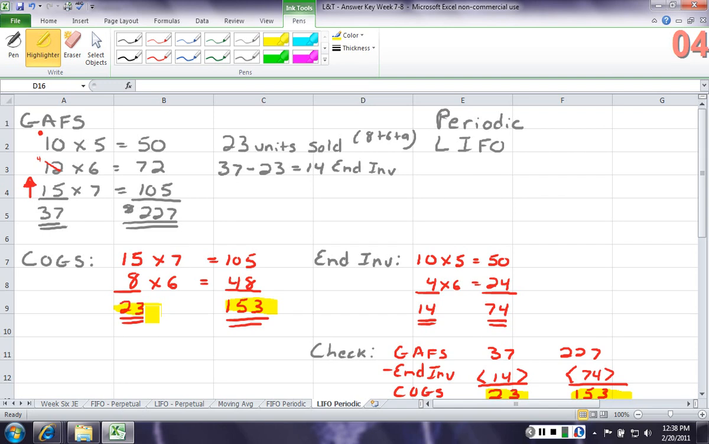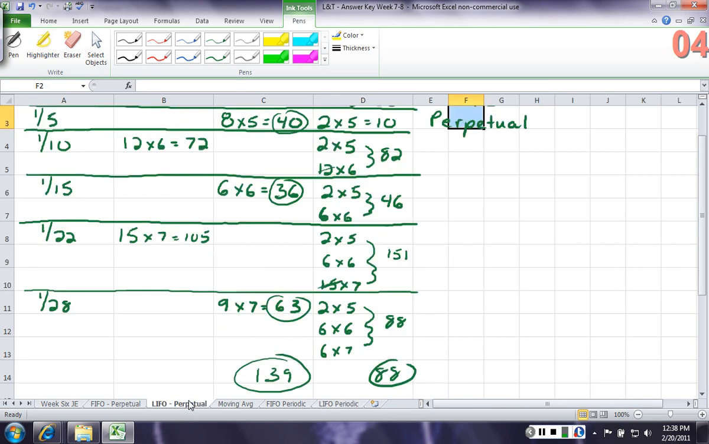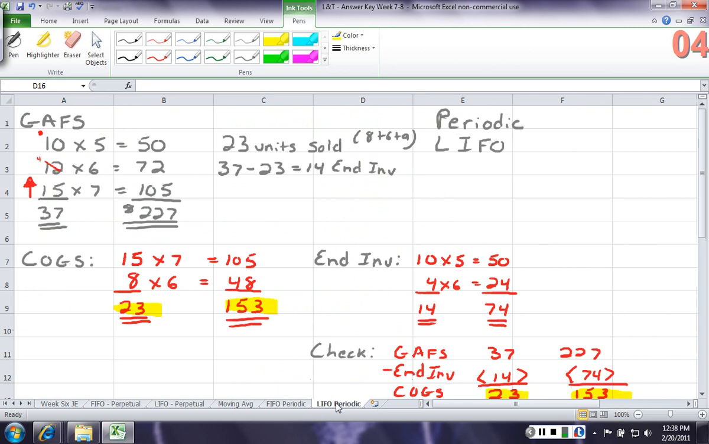I also want to point out one other odd thing. Look at my LIFO. $153 was my cost of goods sold. Under perpetual, how come that's a different number? Well, it's a different number because under LIFO, it matters at what point we apply last in, first out. Under FIFO, it doesn't. So FIFO perpetual and FIFO periodic will give you the same answer. LIFO perpetual and LIFO periodic will give you different answers.